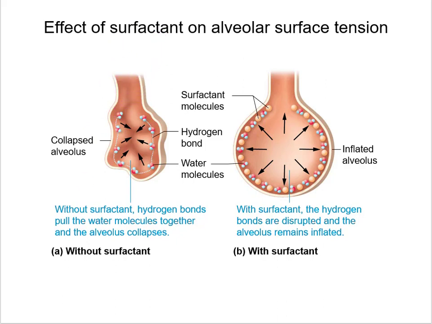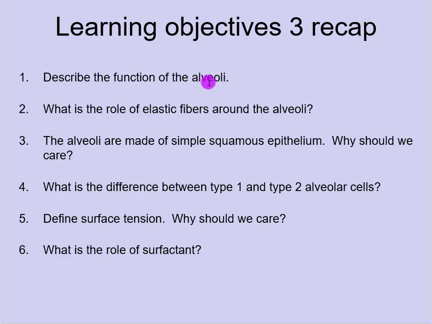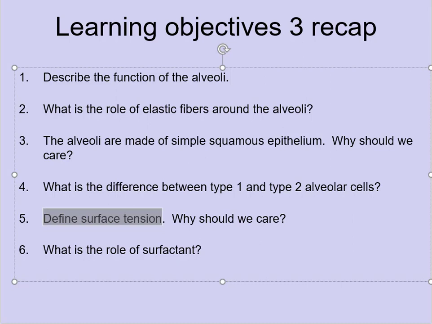Okay. All right, so we have now described the function of alveoli. We looked at all these things. We defined surface tension as the attraction that one water molecule feels for another water molecule through these hydrogen bonds. Why should we care? We care because if it's left unaddressed, then the lungs are going to have a strong tendency to collapse. What is the role of surfactant? The role of surfactant is to reduce or eliminate surface tension within the lungs. And these are produced by type 2 alveolar cells.